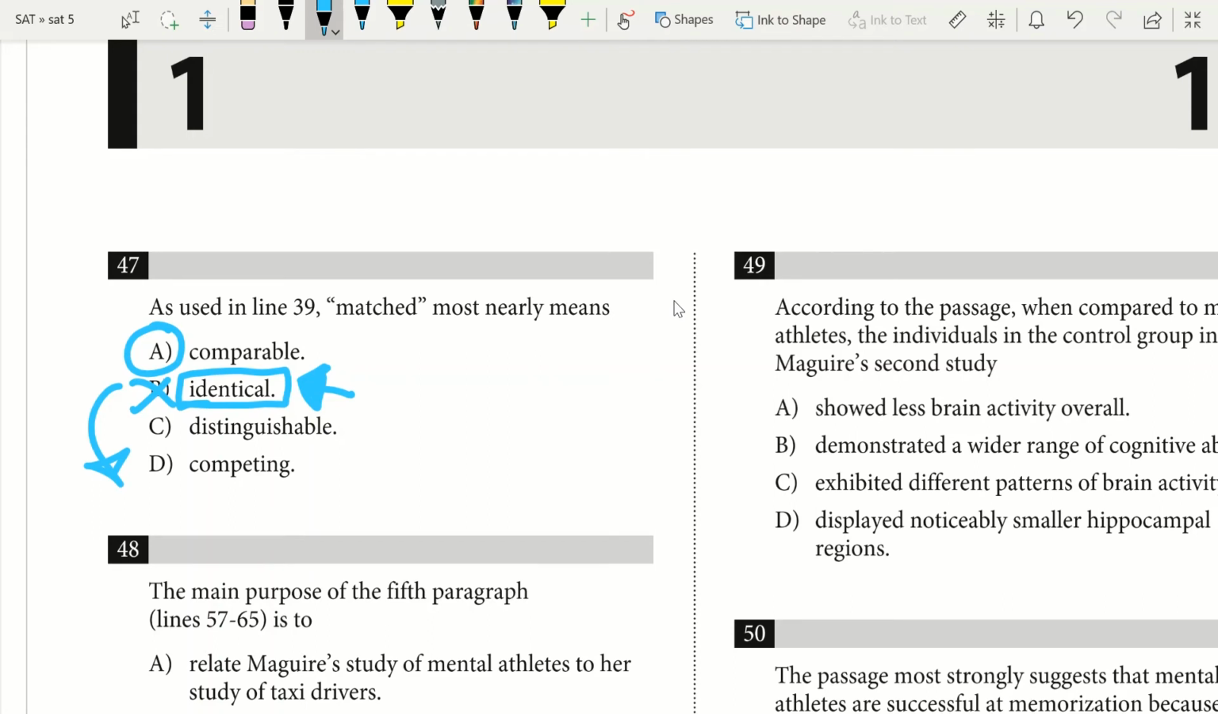C, distinguishable. No, we want the opposite of distinguishable. We want them to be very, very similar or very, very comparable. Competing, they're not competing against them. Okay, this isn't a contest. This is just seeing how the brains are functioning.